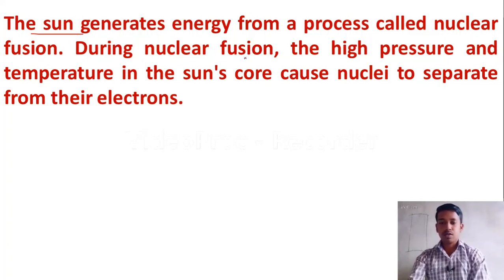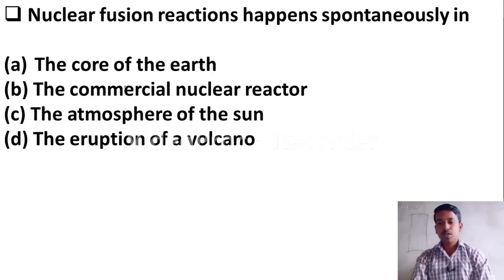During nuclear fusion, high pressure and temperature in the sun's core cause nuclei to fuse. Let us move to the next question. Nuclear fusion reactions happen spontaneously in option A the core of the earth, option B the commercial nuclear reactor, option C the atmosphere of the sun, option D the eruption of a volcano. Here the right answer is option C, the atmosphere of the sun.